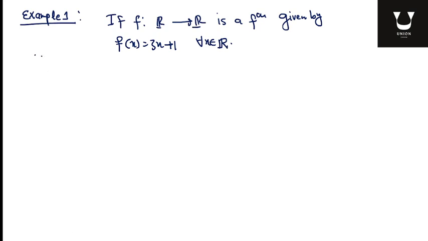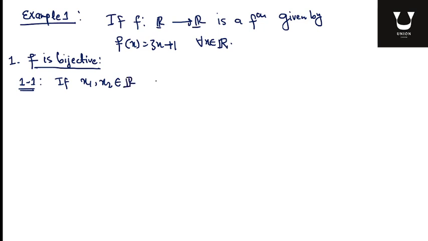Okay. Now let us check whether f is 1-1 or not. So we try to see whether f is bijective or not. Let us first check whether f is 1-1. For that, if x1, x2 are points in the domain set such that f of x1 is equal to f of x2, we want to check whether x1 is equal to x2 or not.